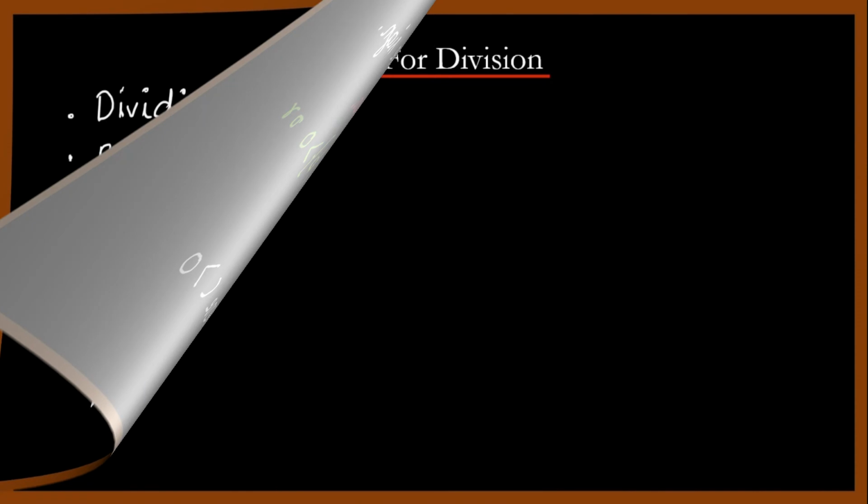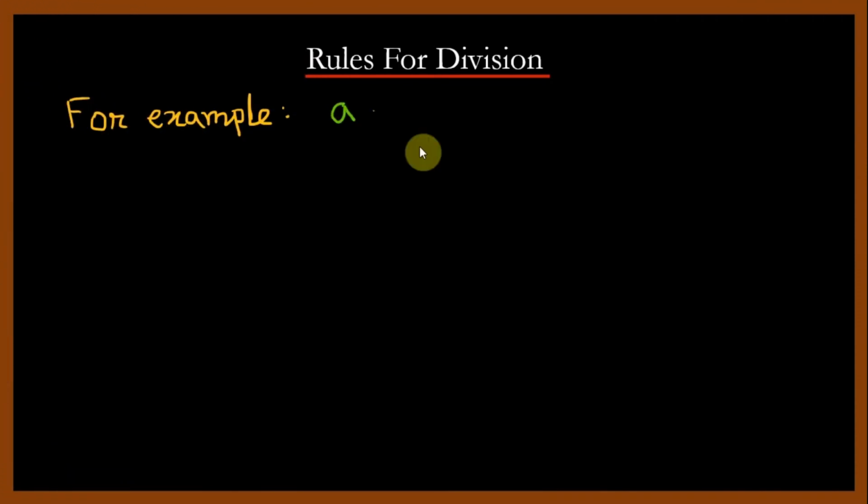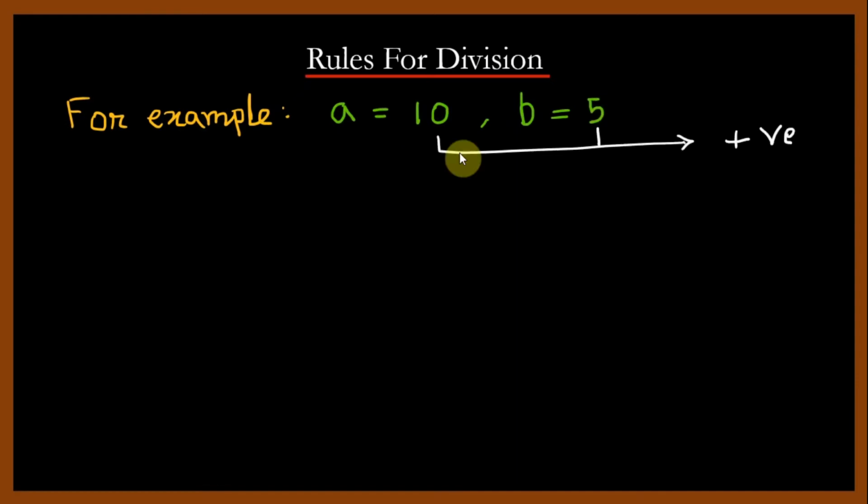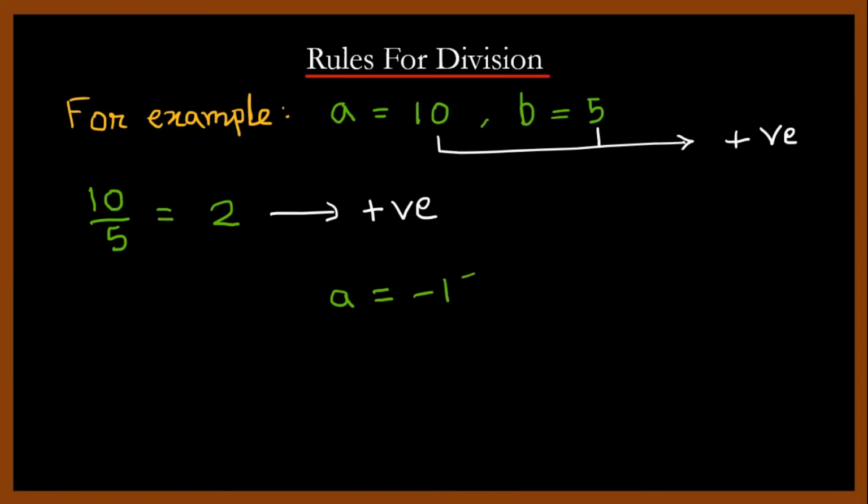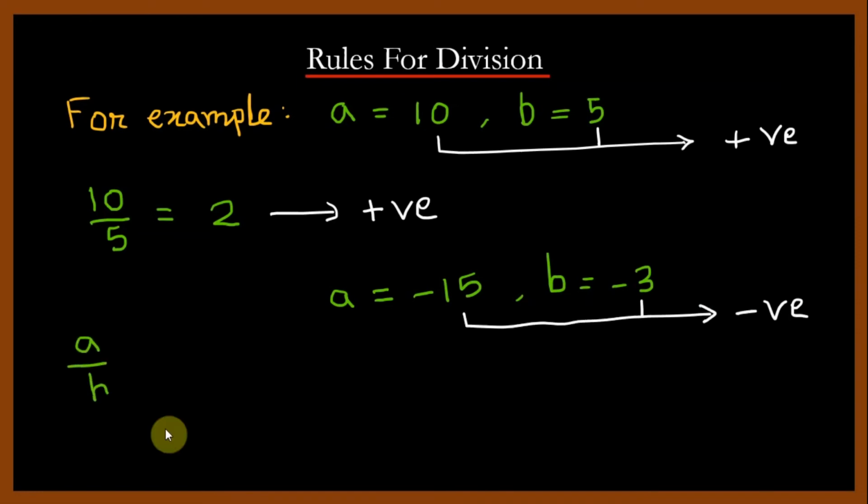For example, suppose a is equal to 10 and b is equal to 5, where both are positive. 10 divided by 5 is equal to 2, which is a positive number. So dividing a positive by a positive number, we get a positive number. Suppose a is negative 15 and b is negative 3, where both are negative numbers, then a divided by b is equal to negative 15 divided by negative 3, which is equal to 5, which is a positive number.